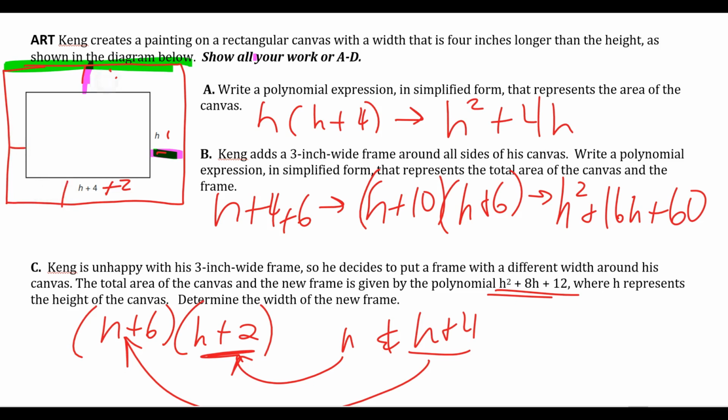Erase the 3's going around. So if I'm adding 2 there and I'm adding 2 here, that means I'm adding it to both sides. I'm adding to that side and I'm adding to that side. So I'm really extending this by 1 and 1. So the new width is 1.